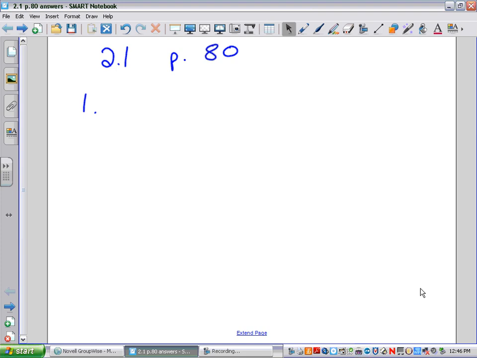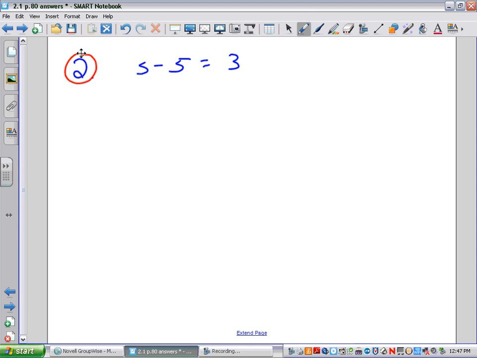Number 1 is one you need to read and try to answer on your own. But I want to start with number 2. The problem says s minus 5 equals 3. That's an equation because it has an equal sign in it. So instead of saying s, how about saying what number? What number minus 5 gives you an answer of 3? I'll say it again. What number minus 5 gives you an answer of 3?